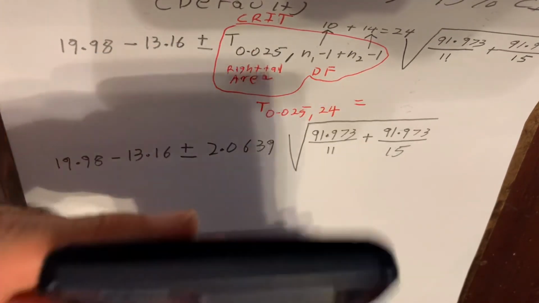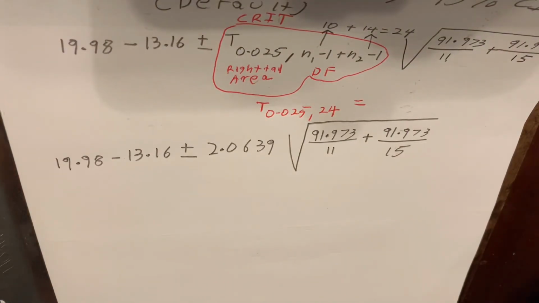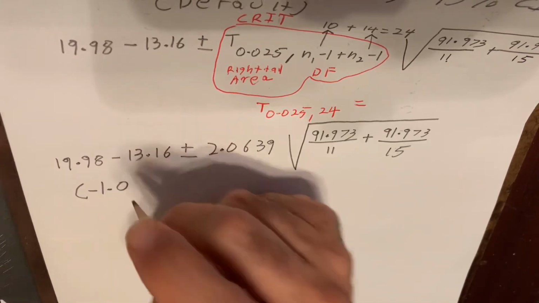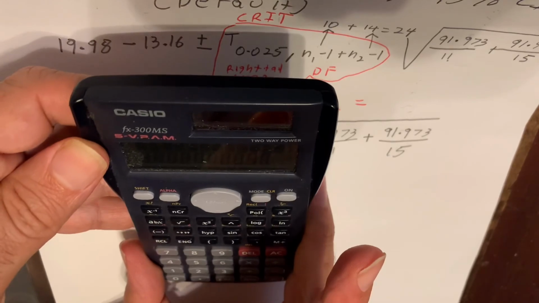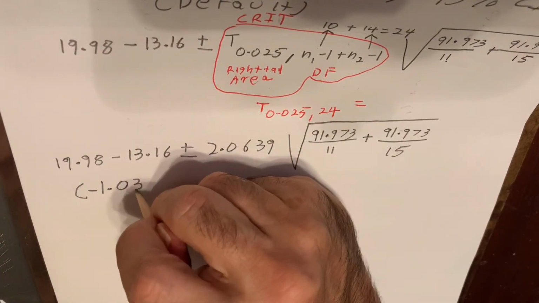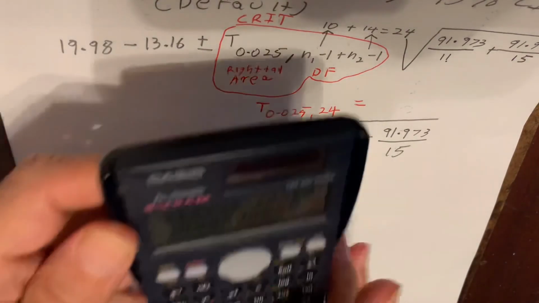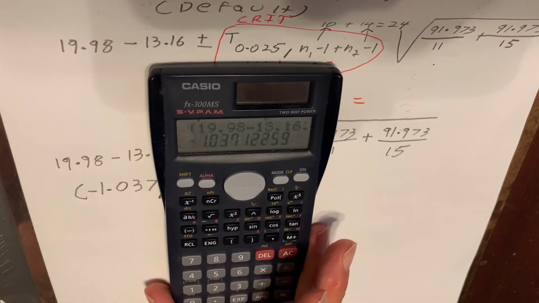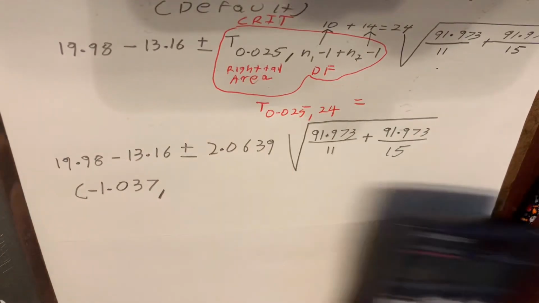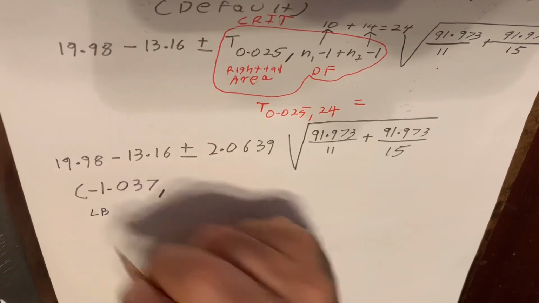And we are going to get negative 1.0, negative 1.0, let's say 37. It's a little more precision than we need, but I'm going to put it in anyway, right? So I hope that's clear. Now this is called the lower bound of the confidence interval, just sometimes called an LB.